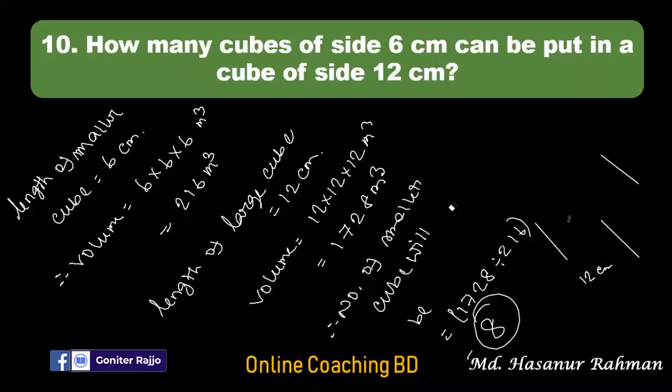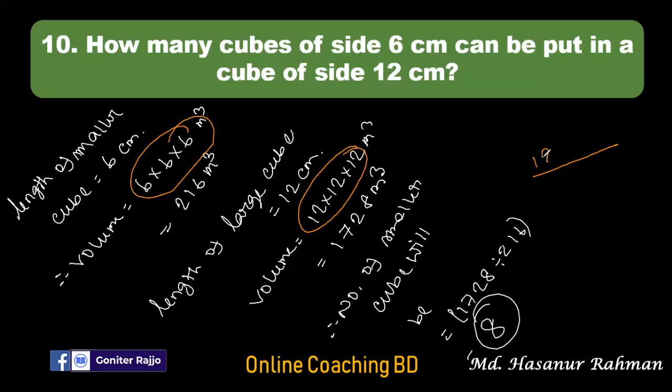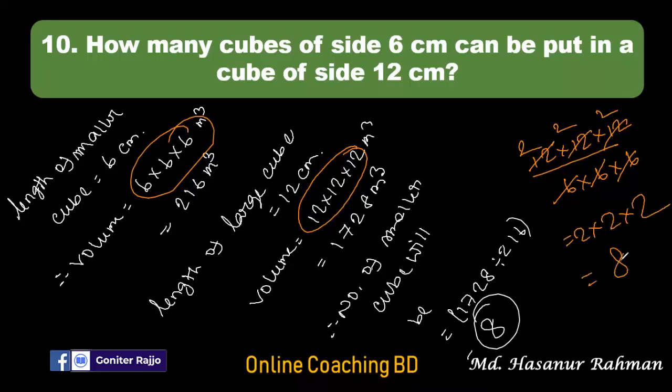We can divide these rules in another way. It will be better if you know this. Actually, you have to divide this one by that one: 12 multiplied by 12 multiplied by 12 divided by 6 multiplied by 6 multiplied by 6. So we can divide 12 by 6, that will be 2, 12 by 6, that will be 2, 12 by 6, that will be 2. So 2 multiplied by 2 multiplied by 2, that is actually 8. So we can solve this problem in that way.